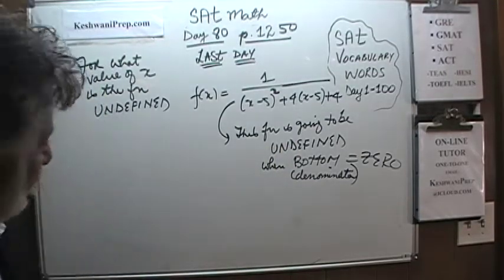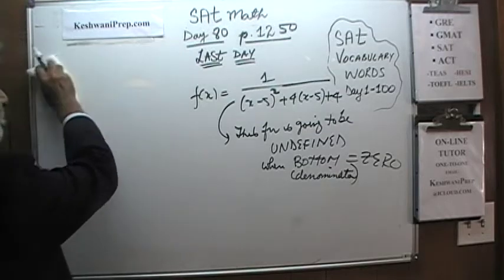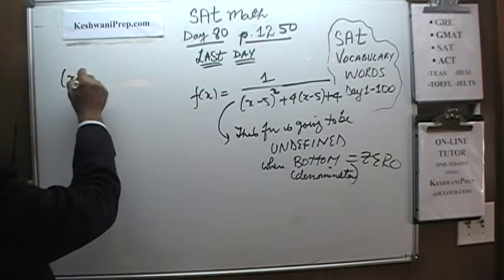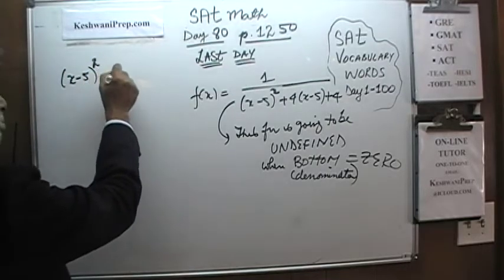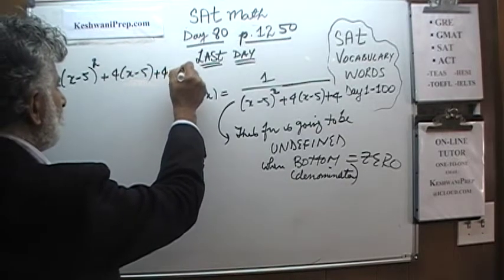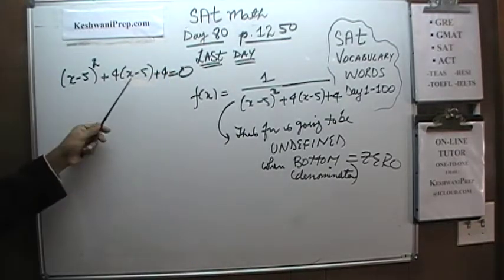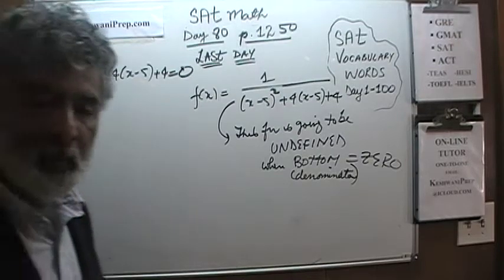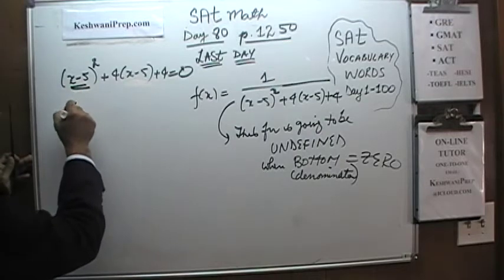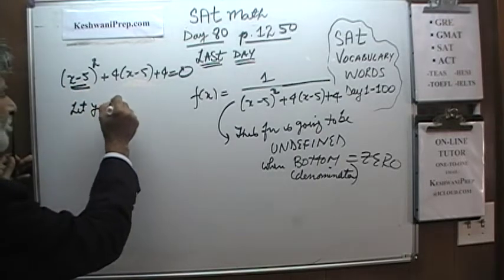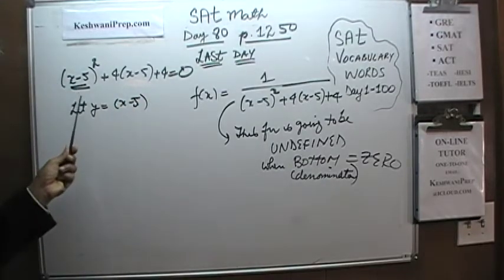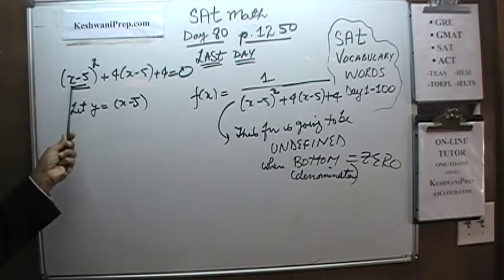That's what we have to do. That's what we're going to do on the top here. Let's set this whole thing equal to 0. (x minus 5) squared plus 4(x minus 5) plus 4 has to equal 0. Now we could continue the way it is written, but it will make it easier if we redefine this part right here. Let y equal x minus 5. We're going to redefine it in a new variable and call this value y.